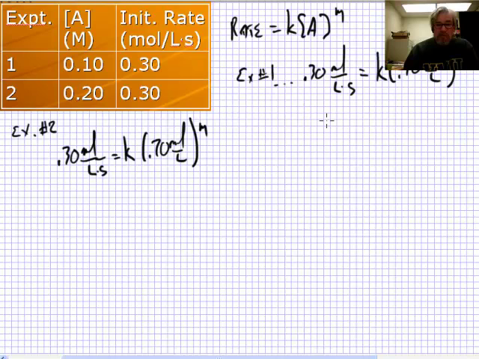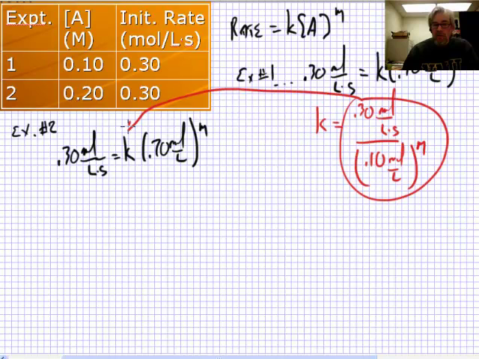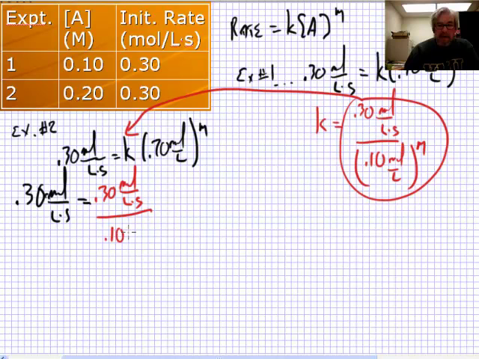What I'm doing here is I'm solving for K, so K is equal to 0.30 moles per liter second divided by 0.10 moles per liter raised to the M power. And now I'm going to take this value of K and substitute it into the other equation. So rewriting the experiment 2 equation, I get 0.30 moles per liter second equals, now I'm substituting K in, 0.30 moles per liter second divided by 0.10 moles per liter raised to the M power. And then that's times 0.20 moles per liter raised to the M power.